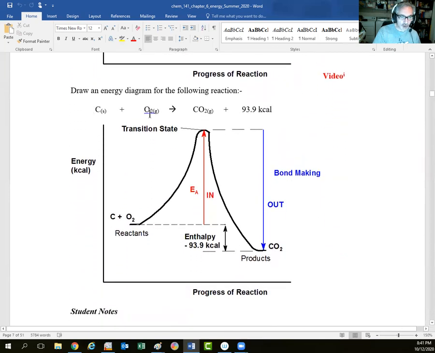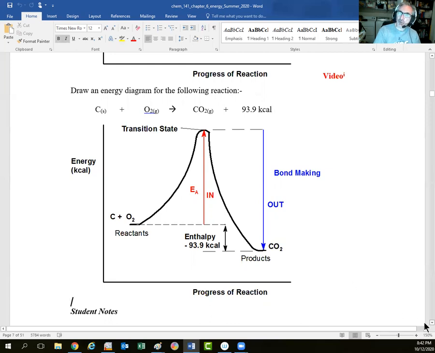Combustion of coal and oxygen to produce carbon dioxide and energy, of course. 93.9 thousand calories of energy per mole. There's a starting point, there's a finish. There's this much energy going in, but this much energy coming out, which is this much more than ever went in. And so compared to where the chemical started in energy, they're finishing lower, finishing minus 93.9 thousand calories of energy.